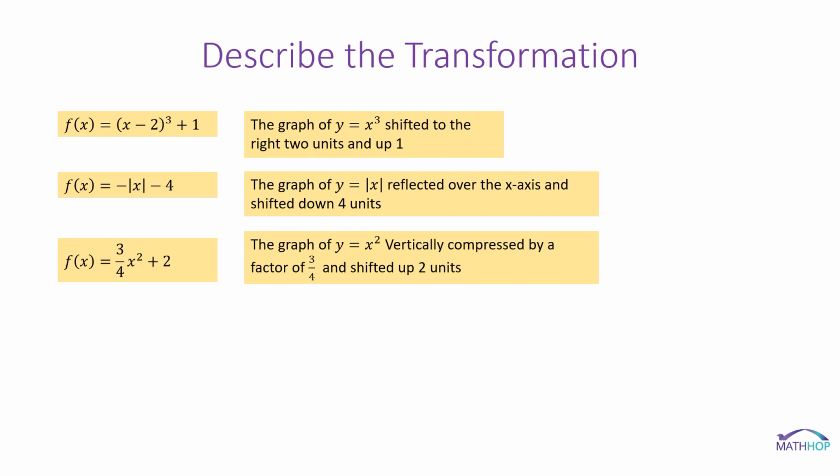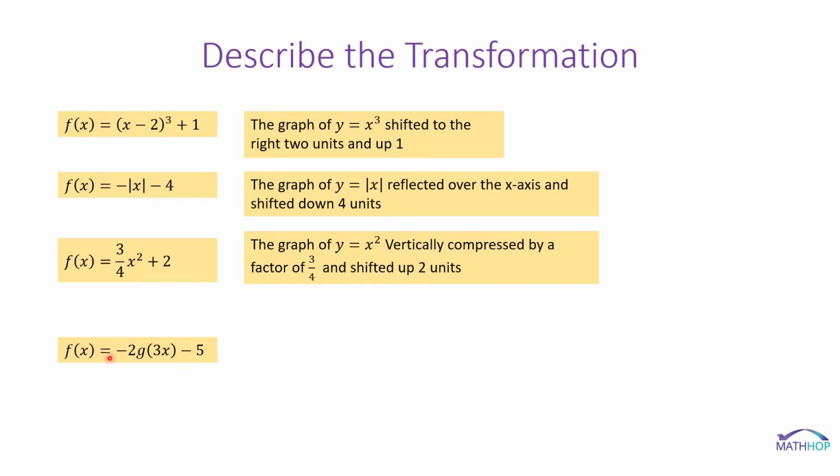Now let's look at one where you don't know the parent function. They just kind of put it in function notation. f of x equals negative 2g of 3x minus 5. So this has everything. It has the reflection, it has a vertical stretch or compression, it has a horizontal stretch or compression, and it has that vertical shift.